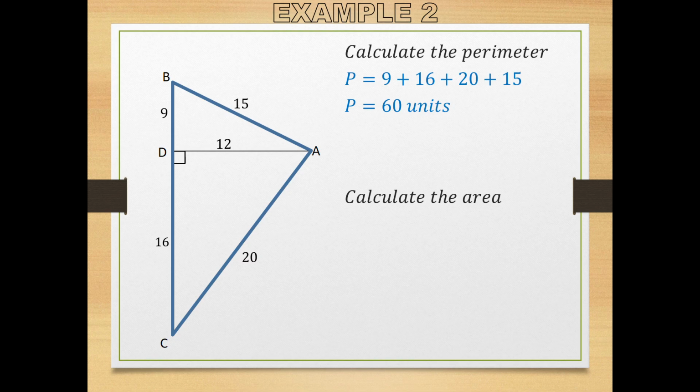Then I need to calculate the area. I know that the area of a triangle is equal to a half base times height. So a half of the base times the perpendicular height. I am going to work with the whole triangle altogether. So I'm going to say this is my base here. So BC is my base, which is equal to 16 plus 9. My height that I'm working with is the line that's perpendicular to this line. So that's this one here, AD. So if I fill that in, I'm going to get 25 times 12. So a half times 25 times 12, which will give me 150 units squared because I'm working with area.